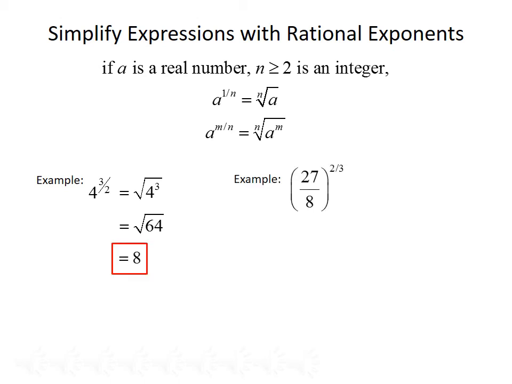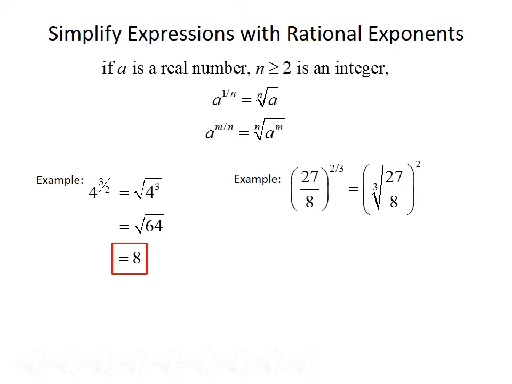Here's another example: 27 divided by 8, raised to the 2/3 power. Again, the numerator of the exponent tells us the power to use, and the denominator tells us the index of the radical. Since there is a 2 in the numerator, we're going to square this, and the 3 in the denominator means use the cube root. So we can rewrite this as the cube root of 27 over 8, quantity squared. Again, the order that we evaluate these in doesn't matter. We could square first, or we could take the cube root first. I'm going to go ahead and take the cube root.